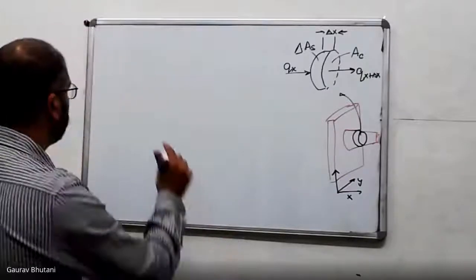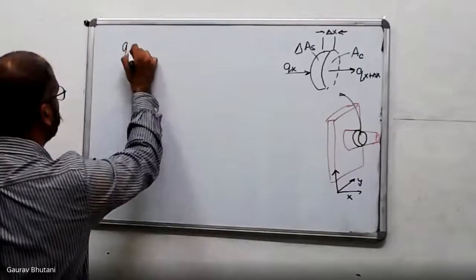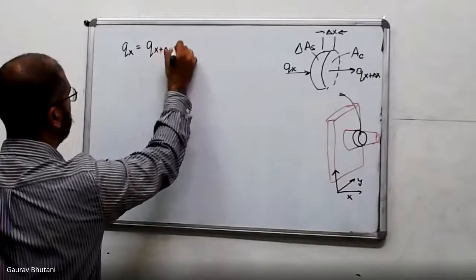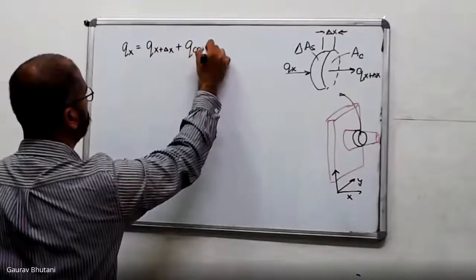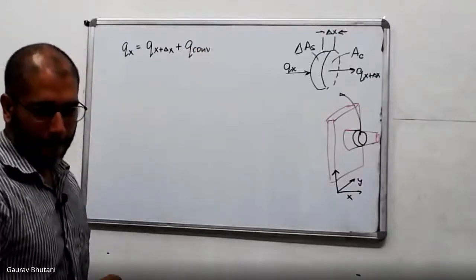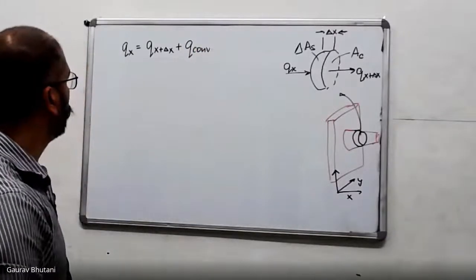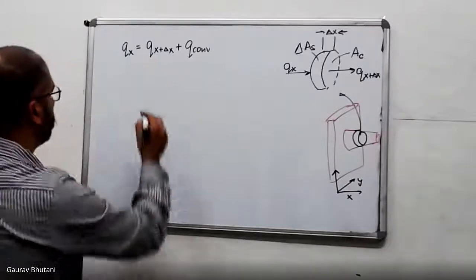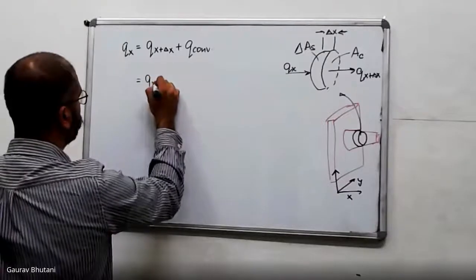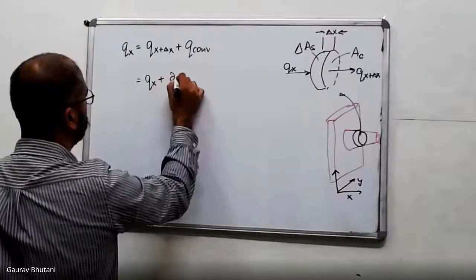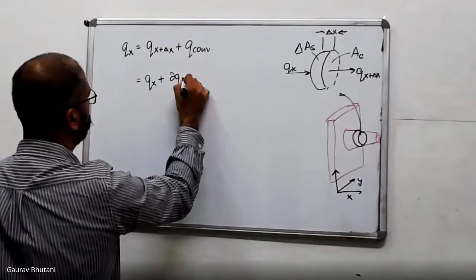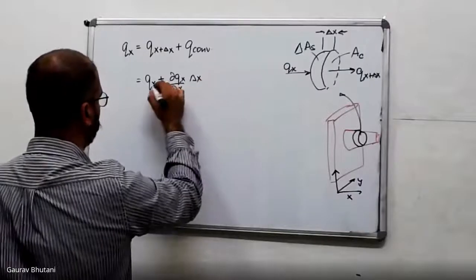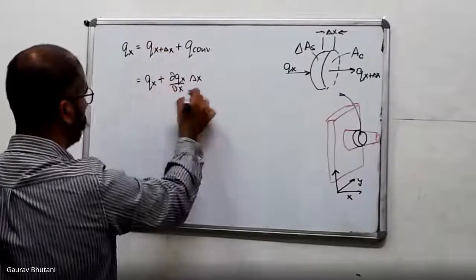So the heat balance equation that we have is Qx equals Qx plus delta x plus Q convection. We can also use the Taylor series expansion for Qx plus delta x. So this we can write as Qx plus del Qx by del x times delta x, and then we neglect the higher order terms. So we approximate this as these two terms.